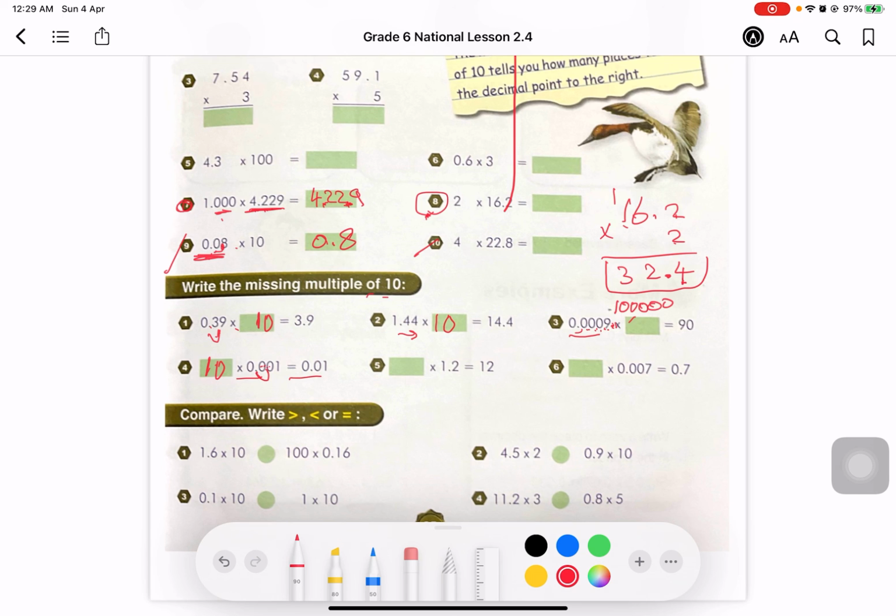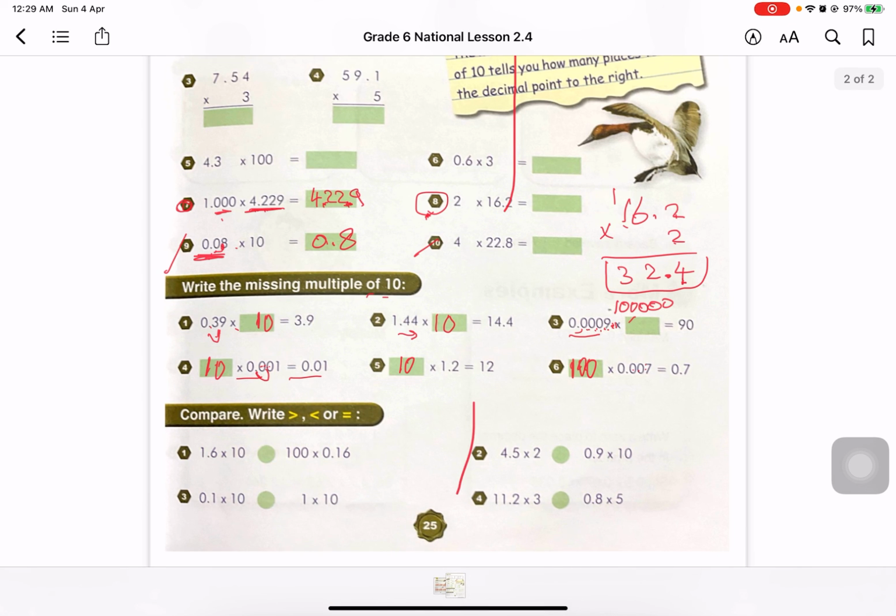Now 1.12, 1.2, it becomes 12. You multiply it also by 10. Now this, it was 0.07, it becomes 0.7. That means you move your decimal how many steps? 1, 2. It becomes between the 7. So it is by 100.